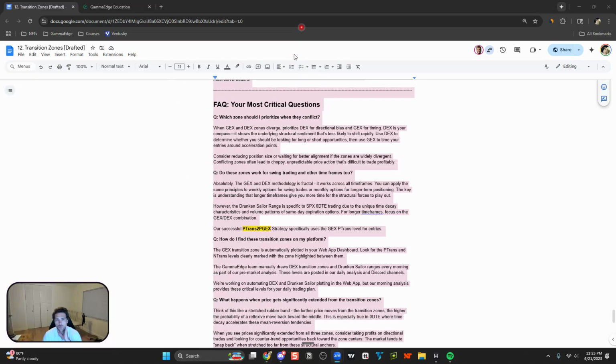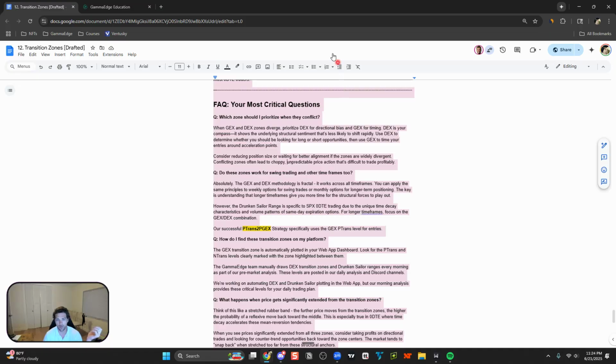So now getting into some common FAQs that we get. Which zone should you prioritize when they conflict? The DEX needs to be prioritized for directional bias and the GEX needs to be prioritized for timing. When these zones are widely divergent, consider reducing your position sizing or waiting for when they do become better aligned. Conflicting zones often lead to choppy, unpredictable price action that is difficult to trade profitably at the end of the day.